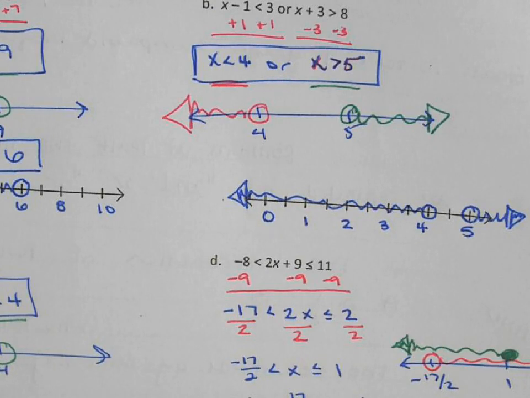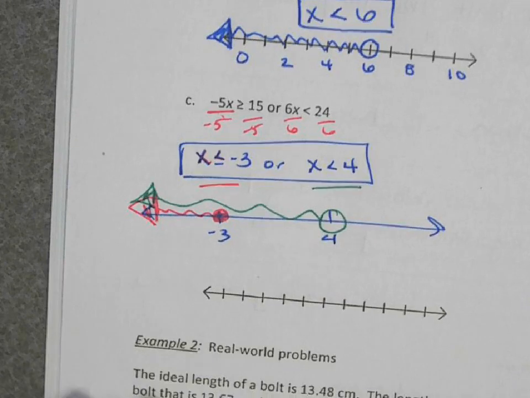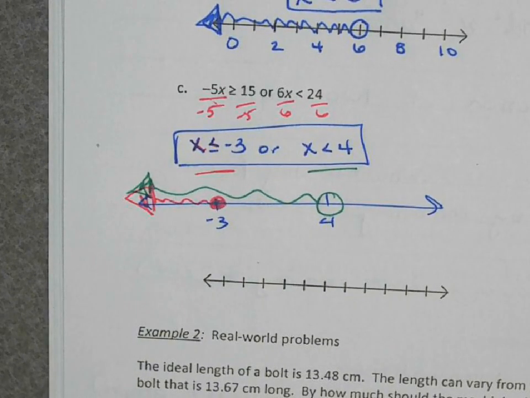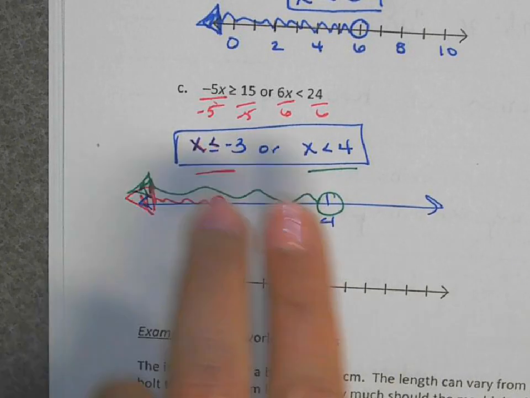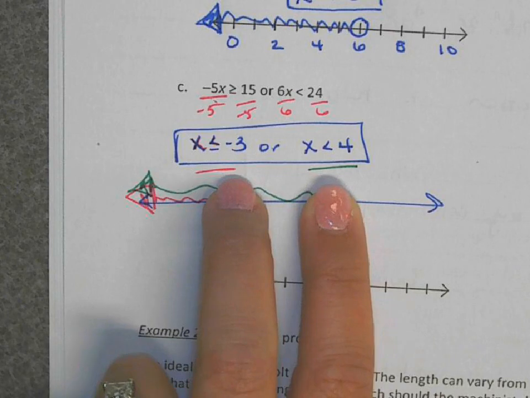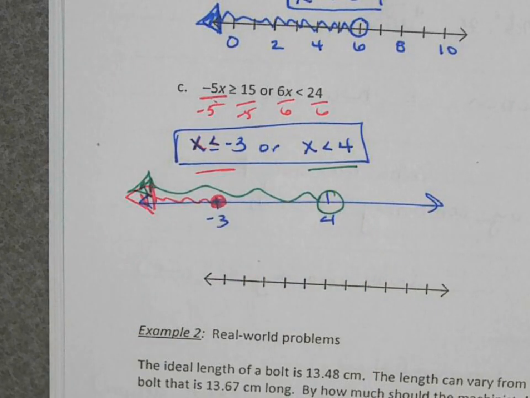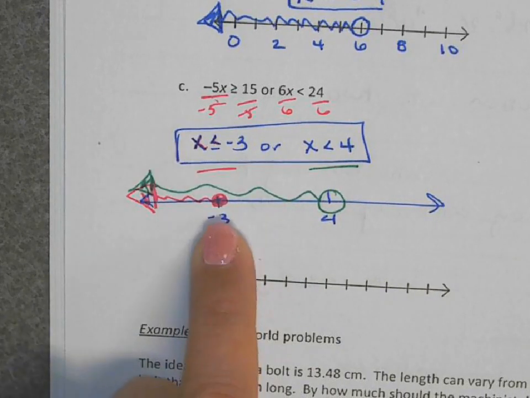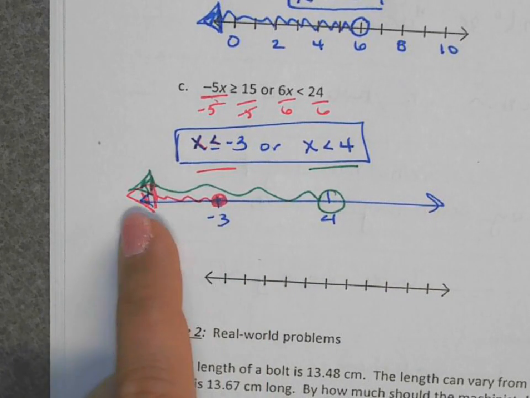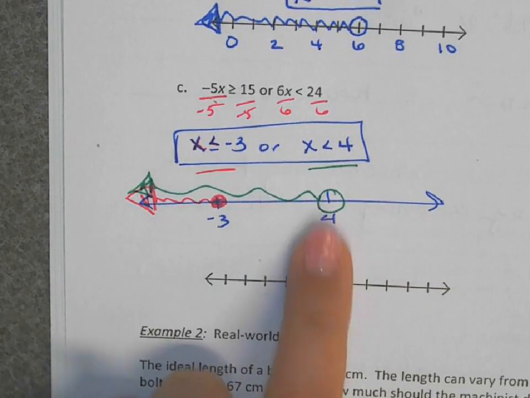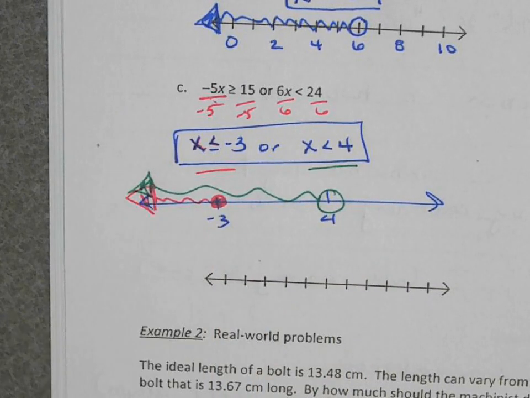Okay, part C. X is less than or equal to -3, or x is less than 4. How many of you got that far? Got to this point? Good. All right. So I did this one in pink. So a closed circle at -3, shaded to the left. An open circle at 4, shaded to the left.